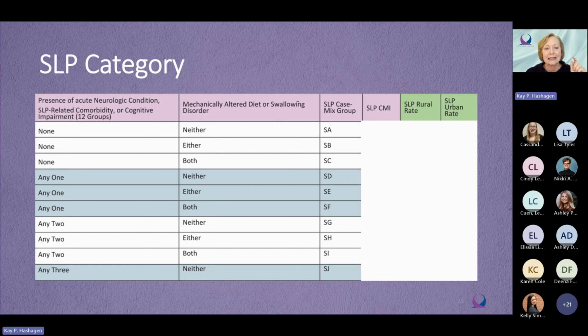And then the second category here is your mechanically altered diet or swallowing disorder, and those 2 go together. So if you have your Section K coded, you can see you get neither, either, or both. And so that gives you from A all the way down to, I think it's K, that you would get a higher rate the more of those that you have.